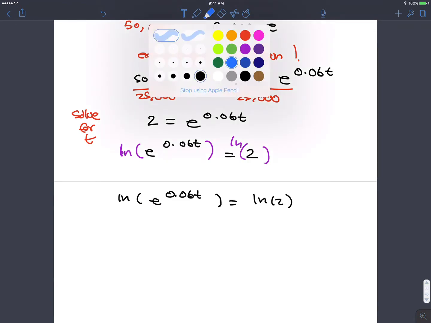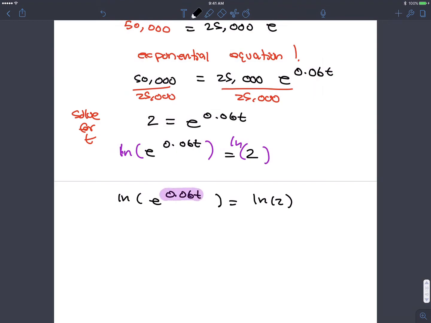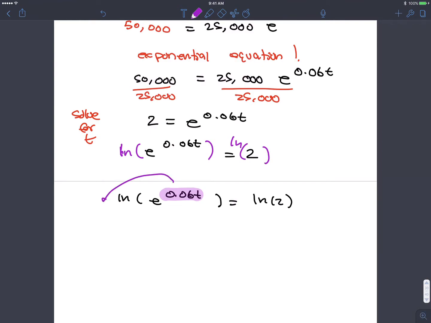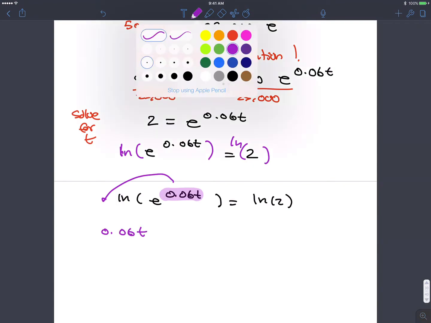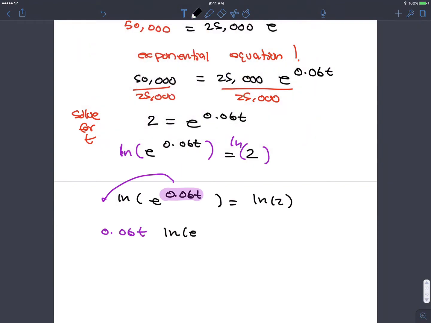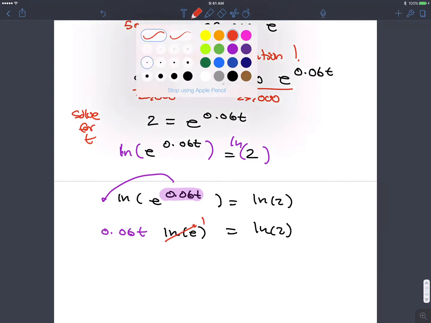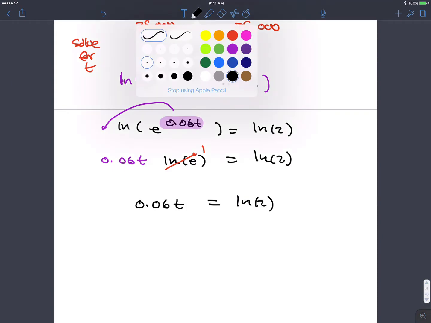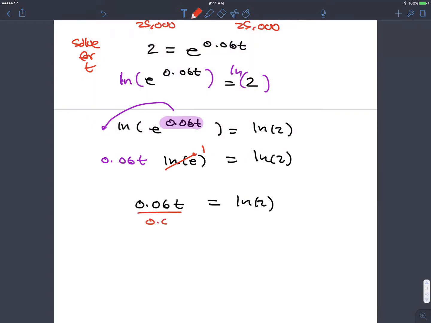So we are going to again bring out by the power rule 0.06t. So I have a 0.06t here times the natural log of e is the natural log of 2. Natural log of e is 1. So 0.06t times 1 is the natural log of 2, and we will divide both sides by the 0.06.